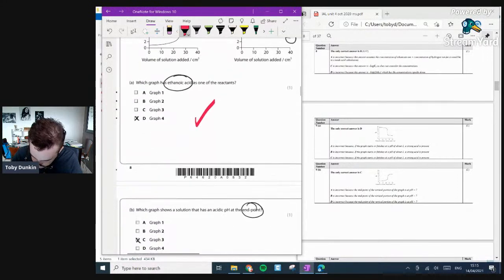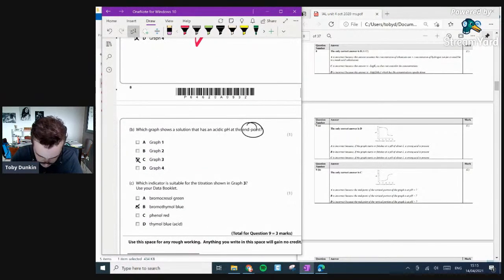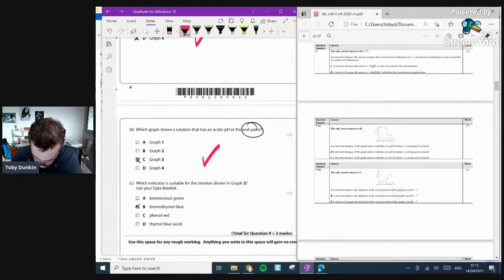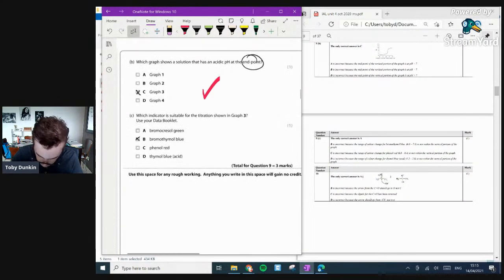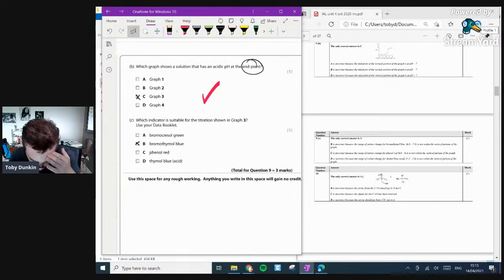D, followed by C, followed by 9C. A, I've got it wrong. Wow. There you go. That bloody indicator. It's not within the vertical region.